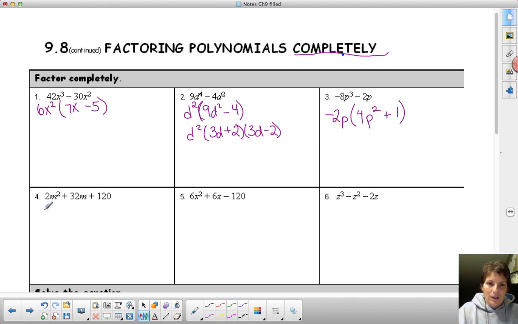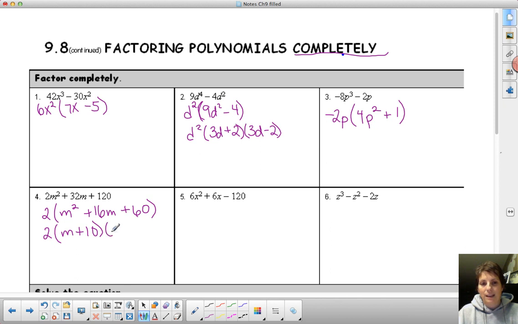Number 4 has a GCF of 2, so we end up with m squared plus 16m plus 60. And now that I have my GCF of 2, I can factor this trinomial. Is there a pair of numbers that multiply to positive 60 and add to 16? Hopefully you've got it. M plus 10 times m plus 6.